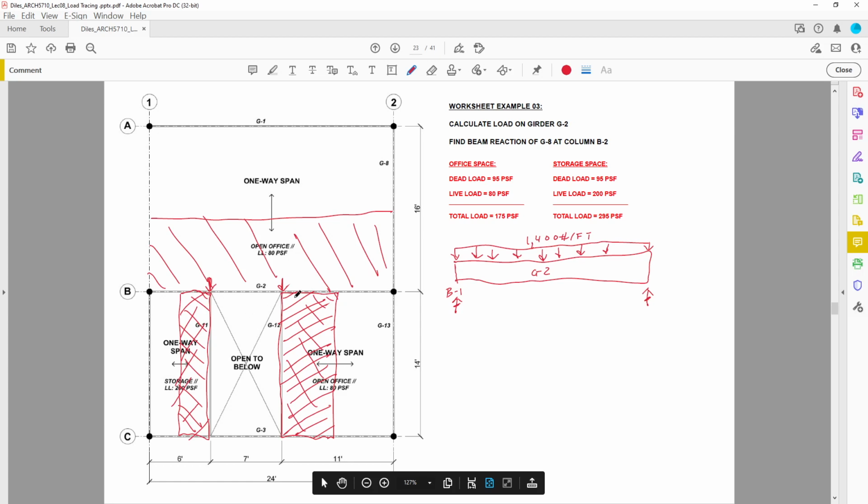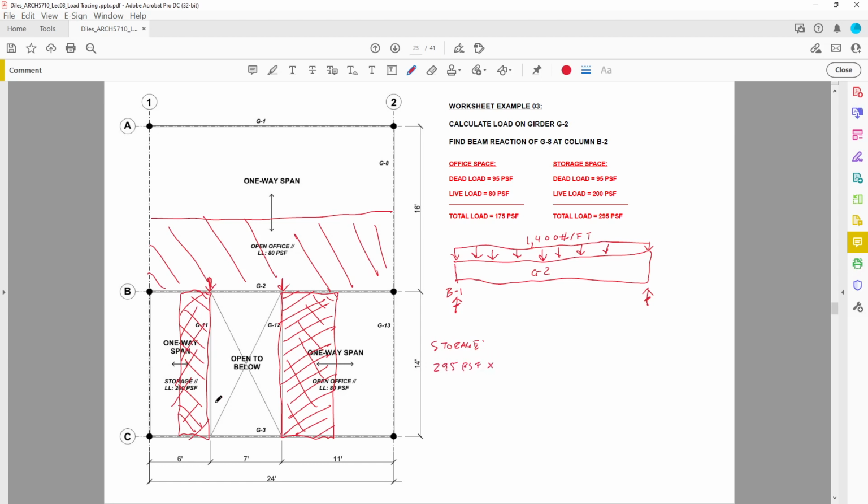Okay, so then what is the total amount of load on G11? Let's look at the tributary area. And what is the load condition? It has a high live load of 200 pounds per square foot. We add that to the dead load, which we apply everywhere. So for the storage space, we are going to get a total load of 295 pounds per square foot.